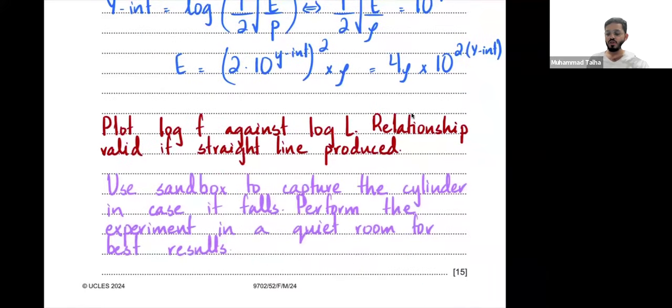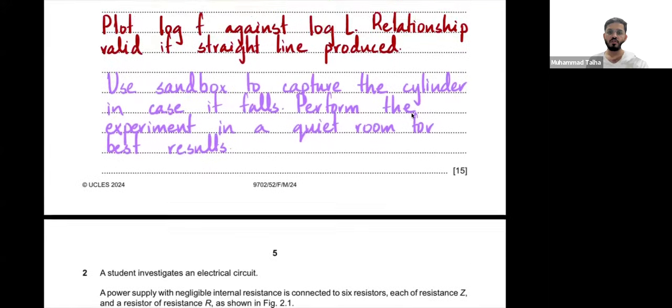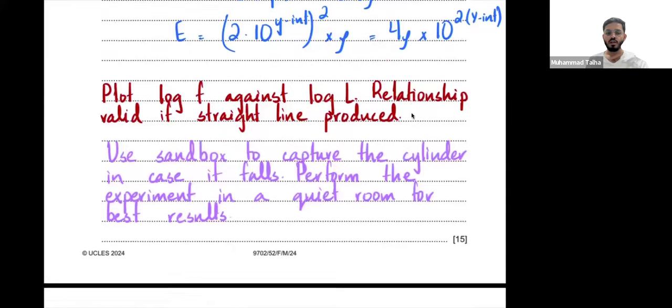Regarding safety, you can also say that the cylinder could fall when we strike it with the hammer. So you use a sandbox to capture the cylinder in case it falls. And also, just for added accuracy, you should perform the experiment in a quiet room so that the only sound which is observed on the oscilloscope is just from that vibrating cylinder. So this is all of question number 1. Again, I've used all of the space available.